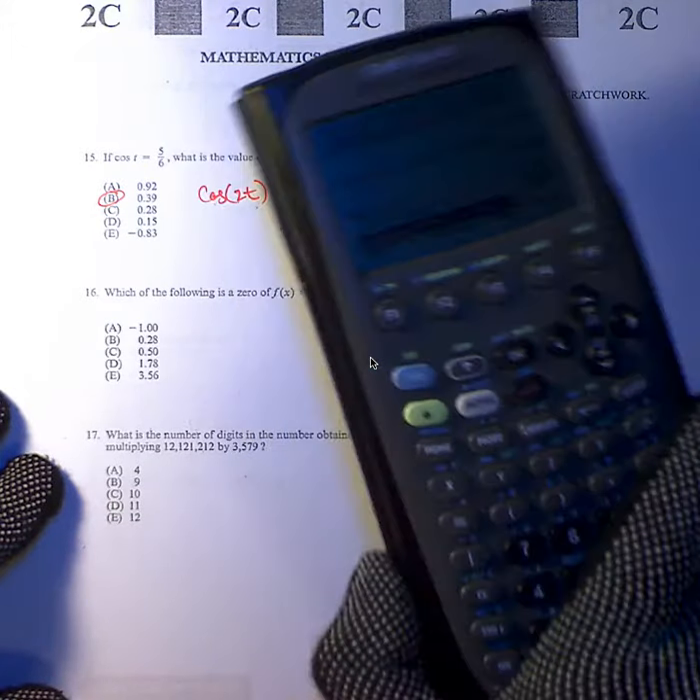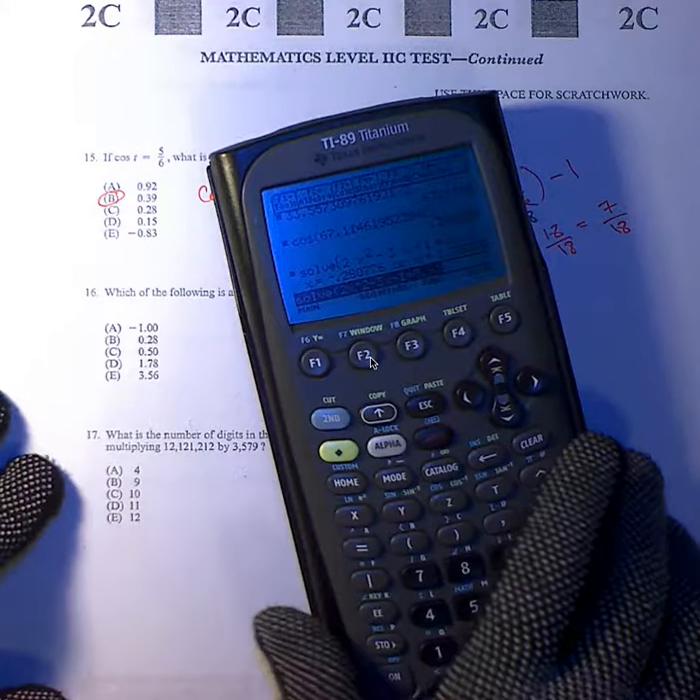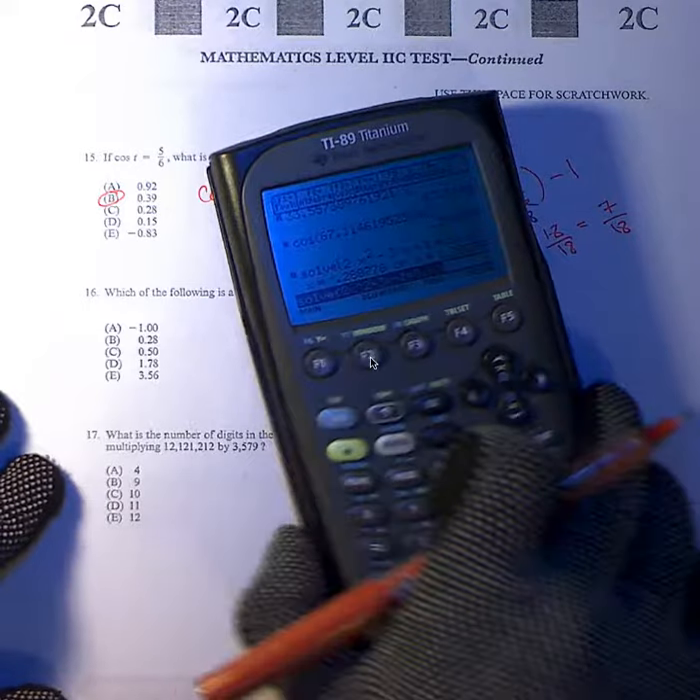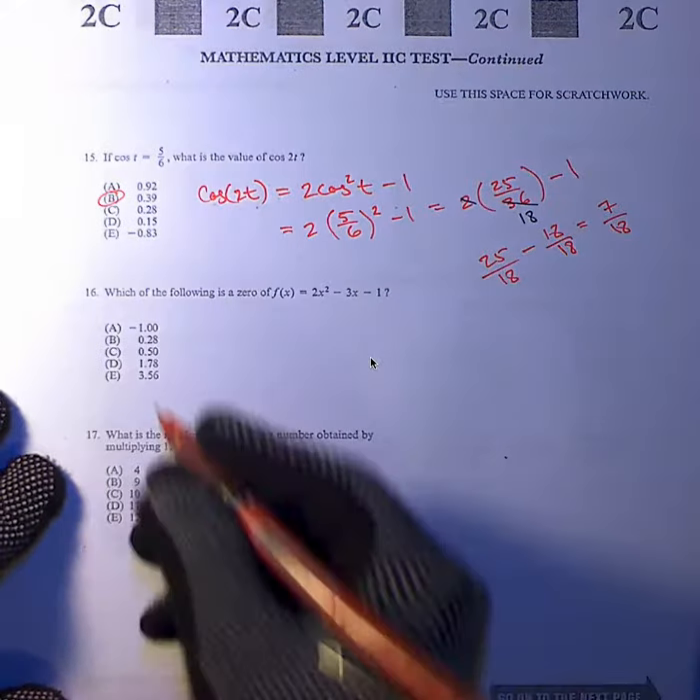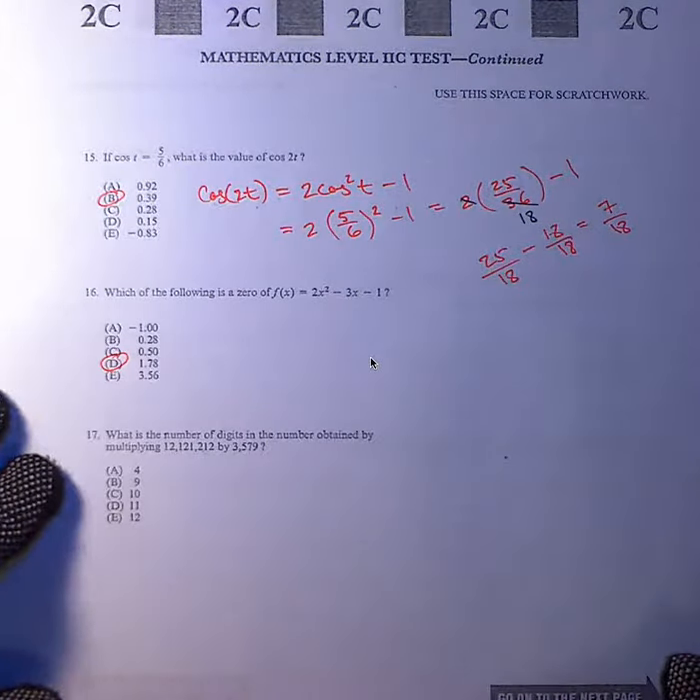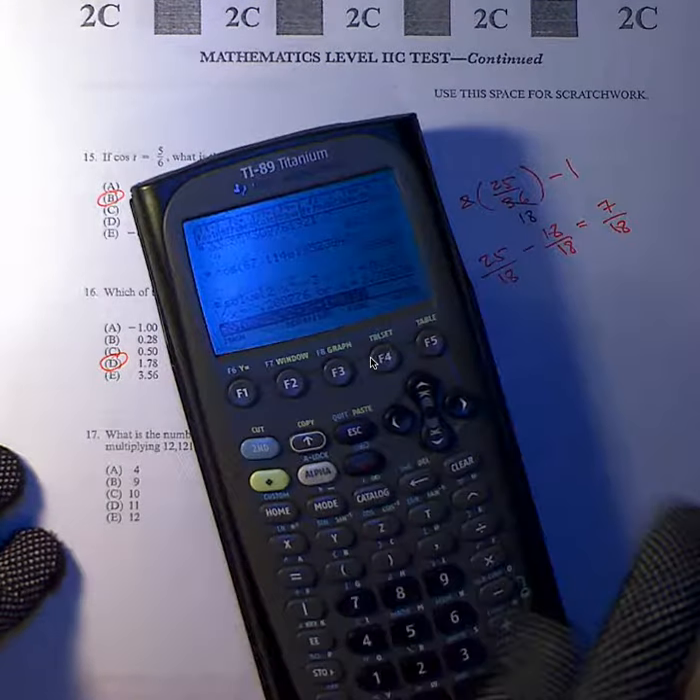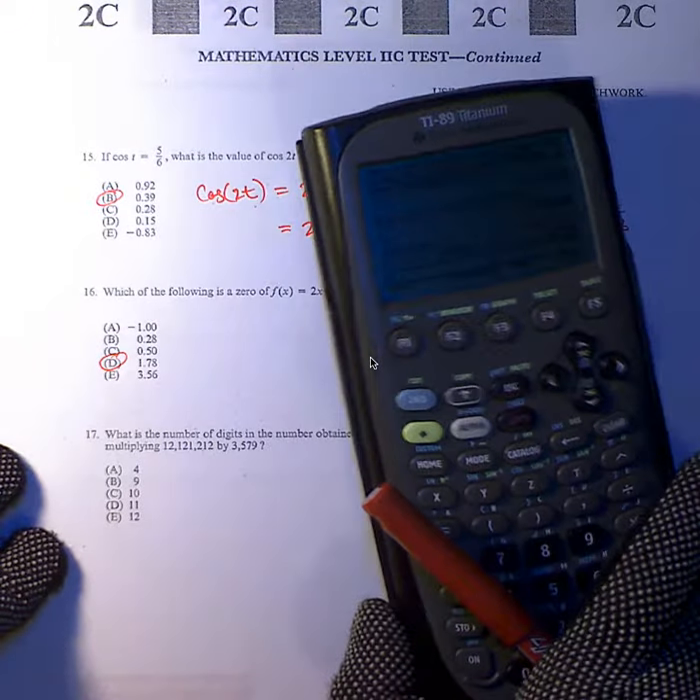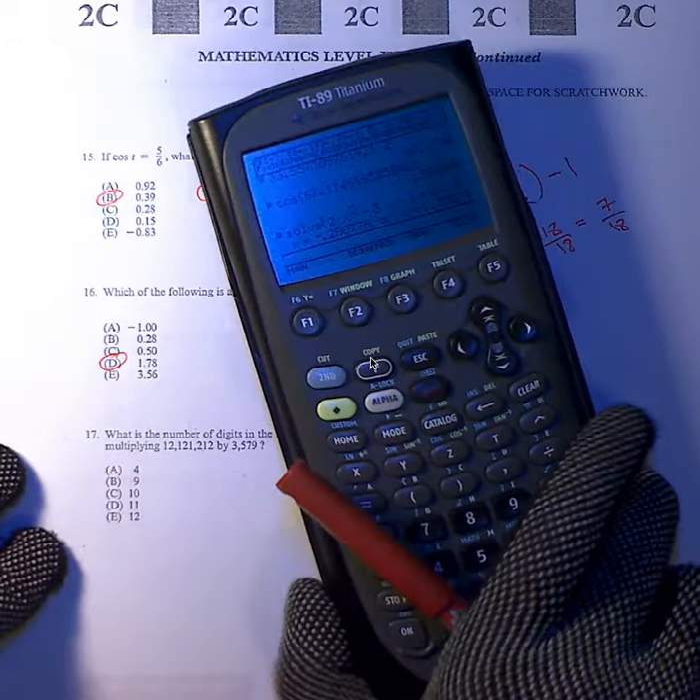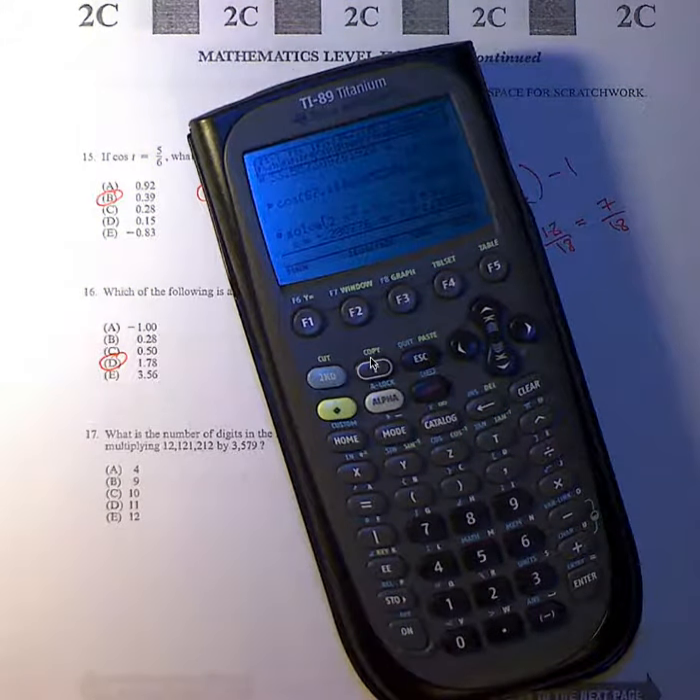Of the 2, what do they want? Well, only one of them appears, 1.78, so we're good. Okay, and there it is. And then this next question is kind of silly. It's asking what is the number of digits obtained by multiplying these two numbers? Let's just multiply them and we'll find out.